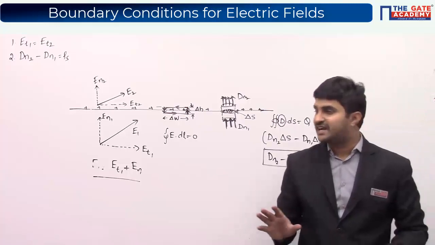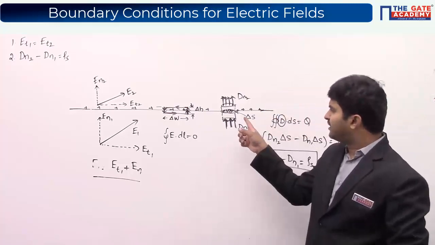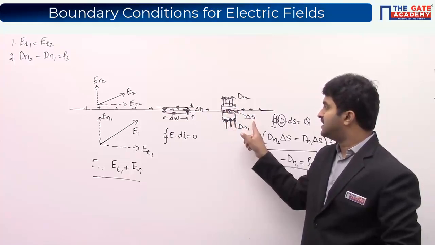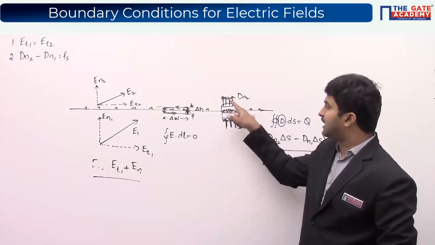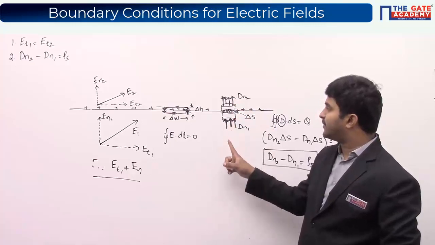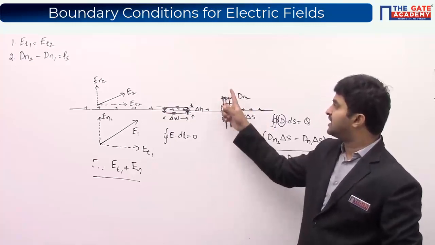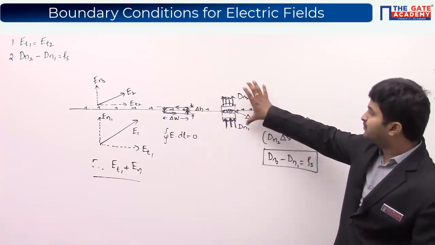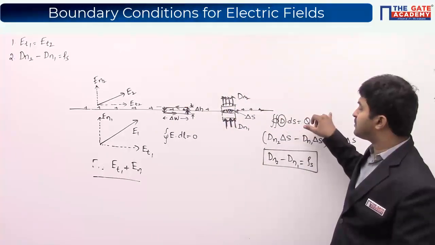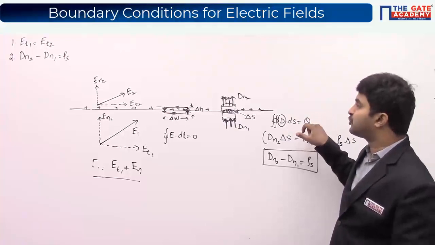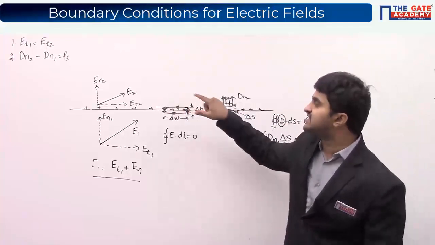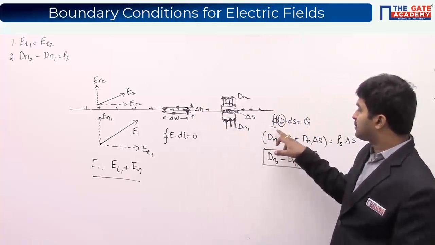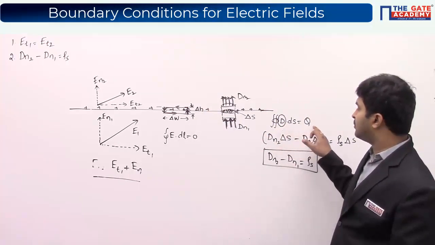Are you able to understand what we have done here? We have considered a small differential surface del s and constructed a cylinder around it, having the incoming lines and the outgoing lines. We are applying the Gauss law here. The closed surface integral of D dot dS is equal to Q, because your interface is charged, so it will have a charge of Q.